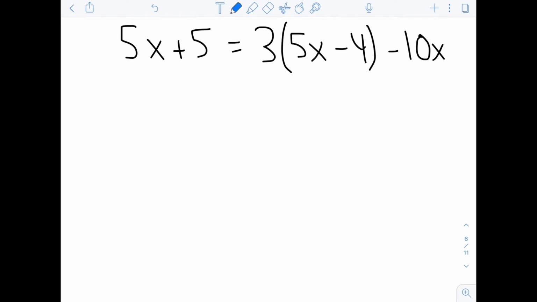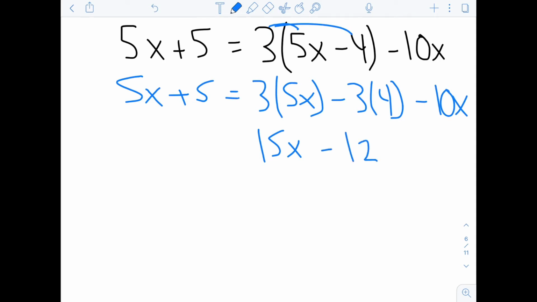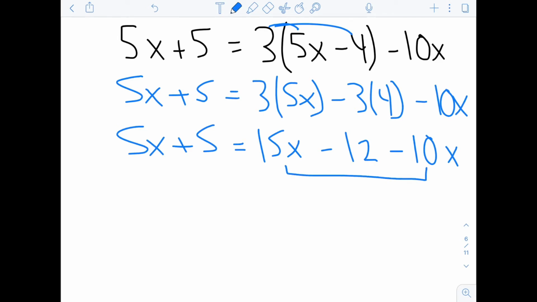First, let's simplify the right side of the equation by distributing the 3. So we have 3 times 5x minus 3 times 4 minus 10x, and that equals 5x plus 5. So 3 times 5x equals 15x. And 3 times 4 is 12. And we're subtracting 10x. So we could combine these two terms together because they're like terms. So 15x minus 10x, that's 5x, minus the 12 equals 5x plus 5.